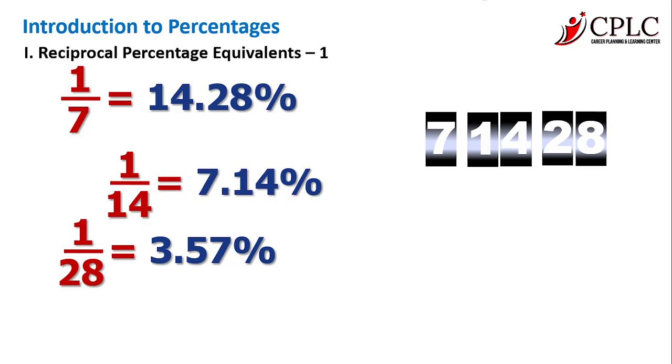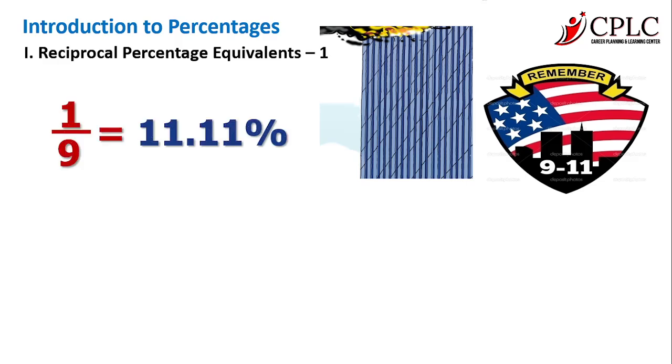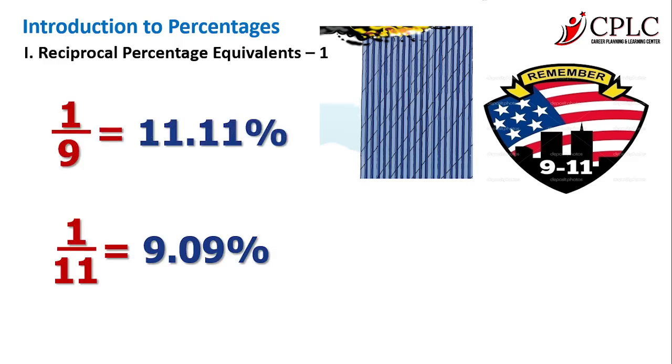Now the next group that we have, these two numbers are related: 1 by 9 and 1 by 11. The unfortunate event of 9/11 can act as a trigger for you to remember that. 1 by 9 is 11.11%, and 1 by 11 is 9.09%. If you see both these numbers, they interchange each other. That is the reason why we have kept them together as one group, so it becomes easy for you to understand and remember.